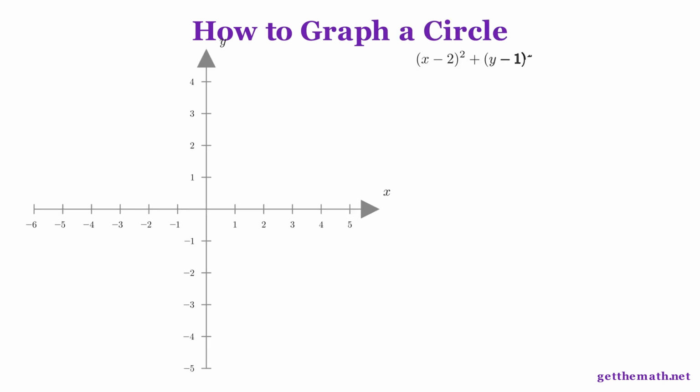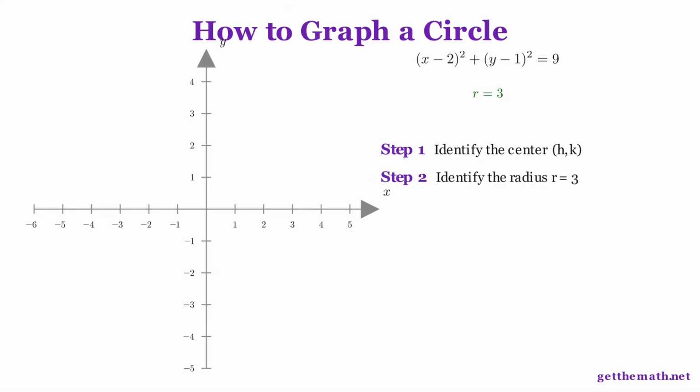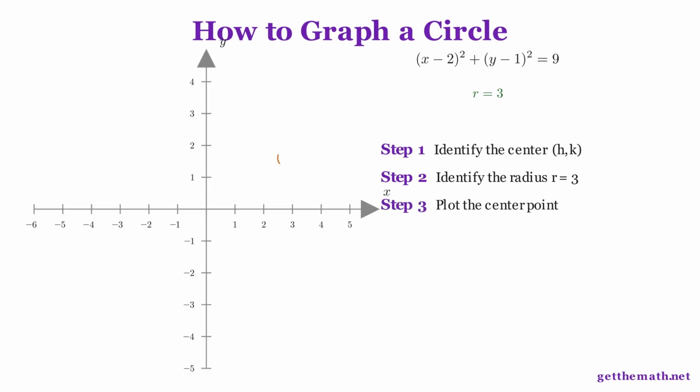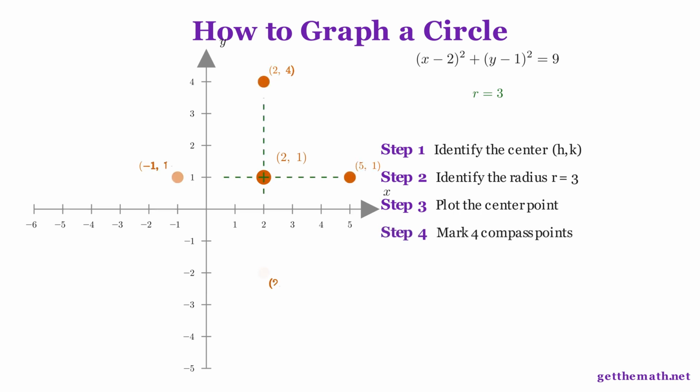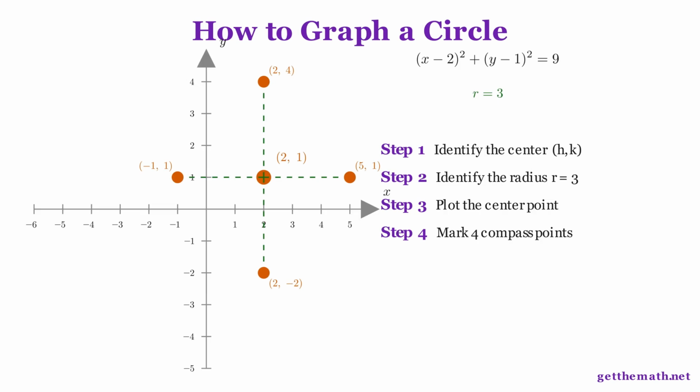How to graph a circle. Step 1. Identify the center (h, k) from the equation. Step 2. Identify the radius by taking the square root of r squared. Step 3. Plot the center point. Step 4. From the center, move the radius distance in all 4 directions, up, down, left, and right, and mark those 4 points. Step 5. Connect them in a smooth, round curve.